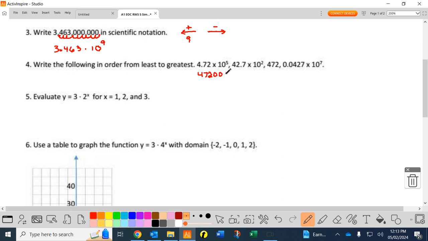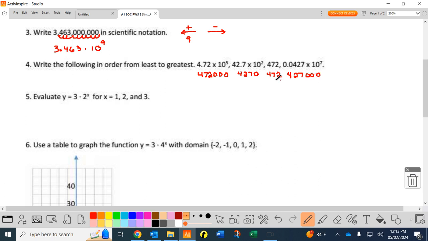The next one, 42.7 times 10 to the 2nd, is going to put us at 4,270. The next one is just 472. I'm just going to carry it down. And for the next one, it's going to be 0.0427 times 10 to the 7th power, which is going to be 427,000. So these numbers are very similar.